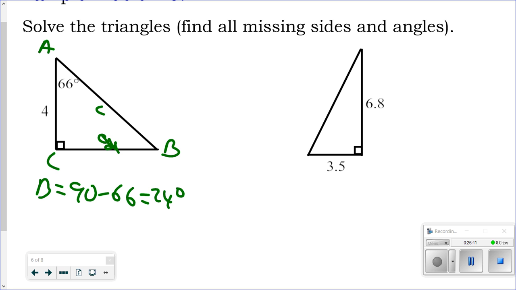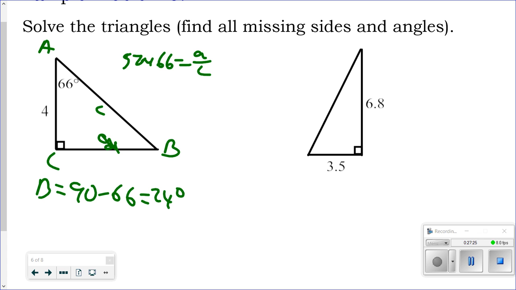So what I'm going to do is go back to my trig functions, my SOHCAHTOA. Some old hippie caught another hippie tripping on acid. So here's what I have to do: figure out what ratios I have the parts for. If I use the sine, sine of 66 degrees is equal to the side opposite over the hypotenuse, which would be A over C. That does me no good, because that leaves me 2 variables in one equation, and I have to have only 1 variable in one equation.